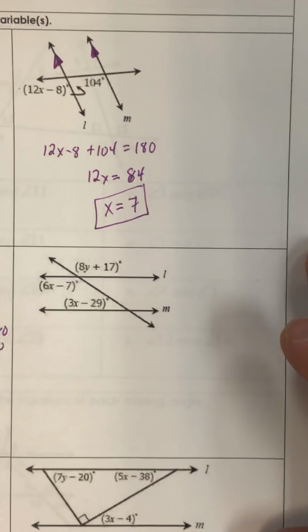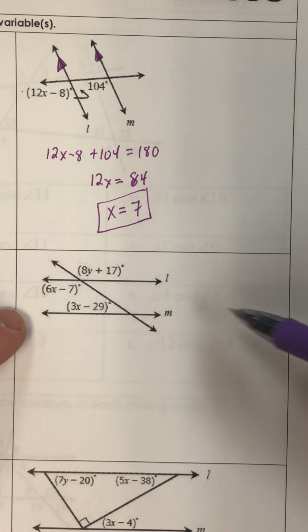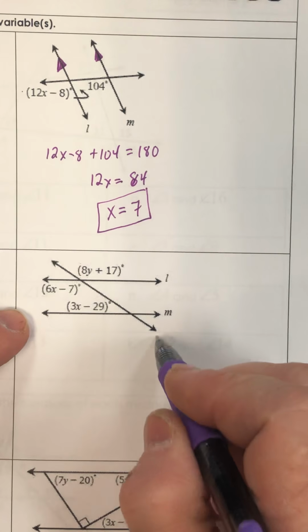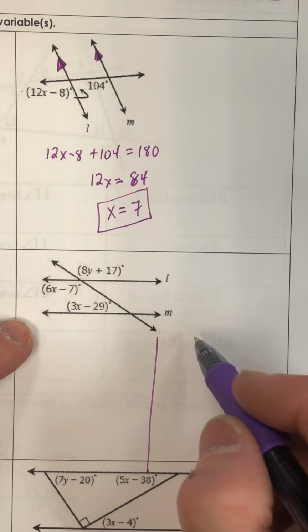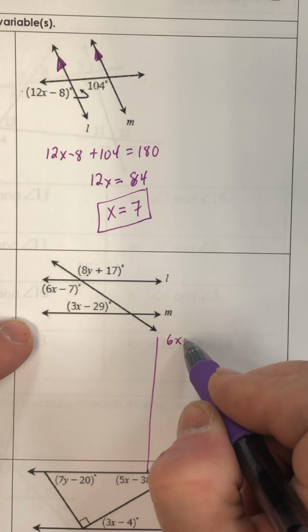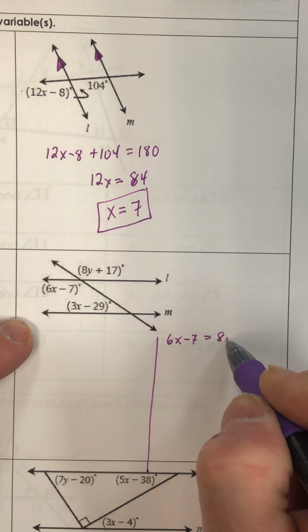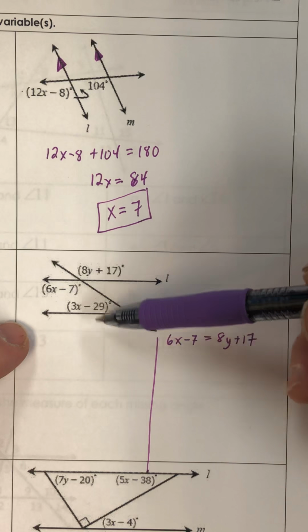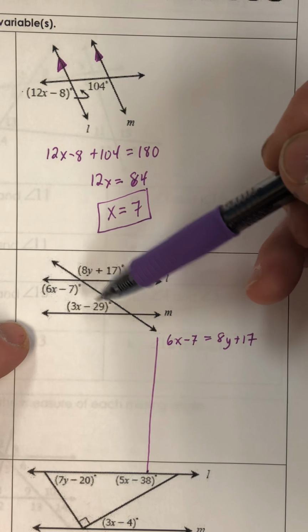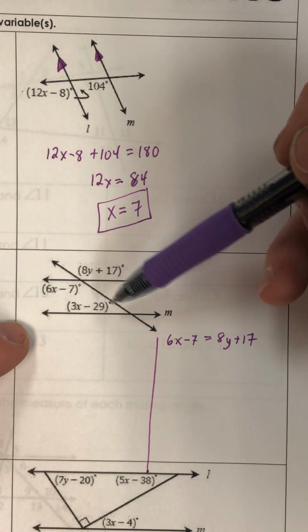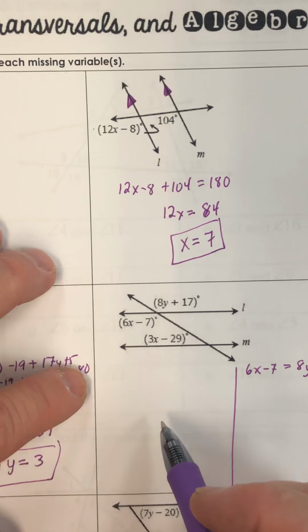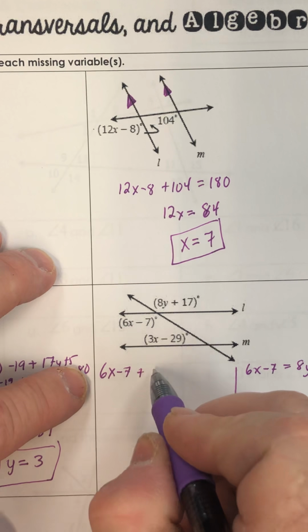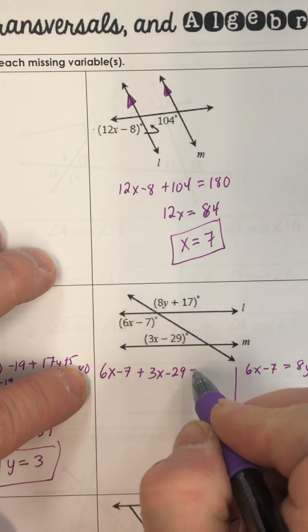Okay, let's go to this next one. So these two are vertical, so they're equal to each other. So we can set that up over here. So 6x minus 7 equals 8y plus 17. So you need to find x. I can find x because these two right here are consecutive interior, and so they're supplementary. So I'm going to set that up over here on the left. It's going to be 6x minus 7 plus 3x minus 29 equals 180.